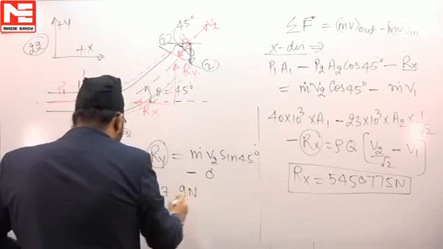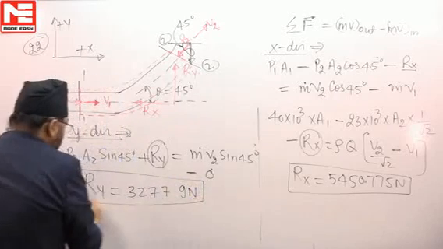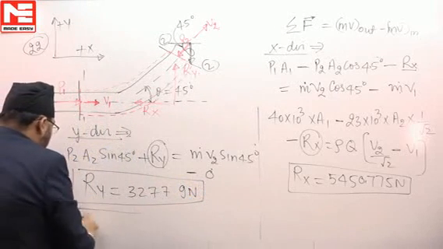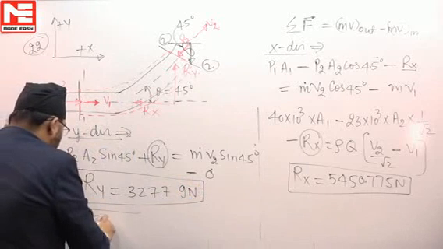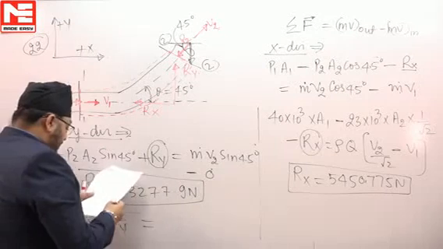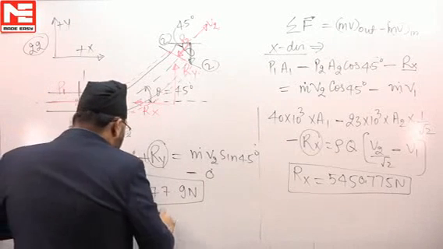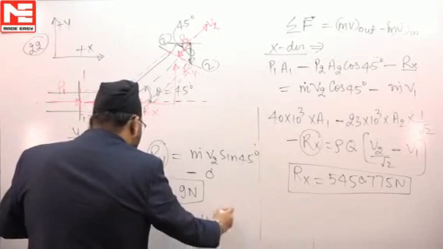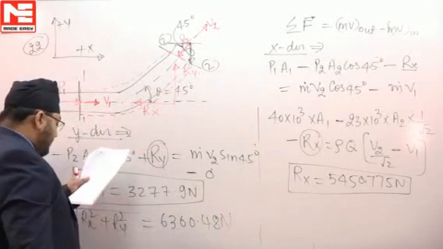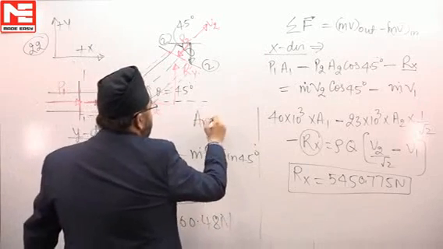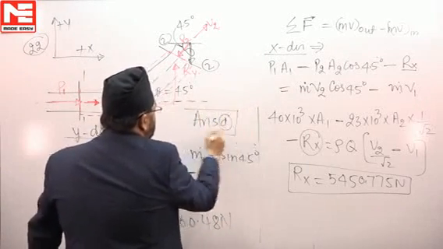When you solve this, you get the value of Ry, which is 3277.9 newtons. If you find the resultant, it is going to be the square root of Rx square plus Ry square. Both Rx and Ry are known, so the value of the resultant force will be 6360.48 newtons. So the closest option is D. So the correct answer will be D.